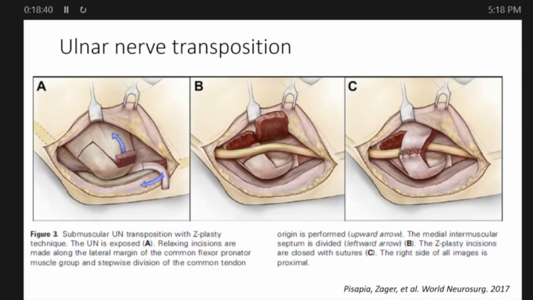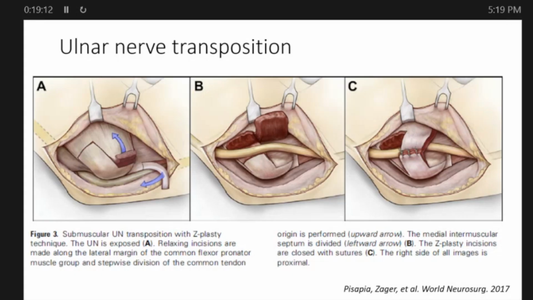Then we'll do a release procedure, which involves dividing fascia more anteriorly or laterally over the common flexor pronator group. And that will allow the muscular repair or the tendon repair to be done under less tension, so you don't create a new tight tunnel in the transposed position of the ulnar nerve. So that's called the release portion of the procedure.